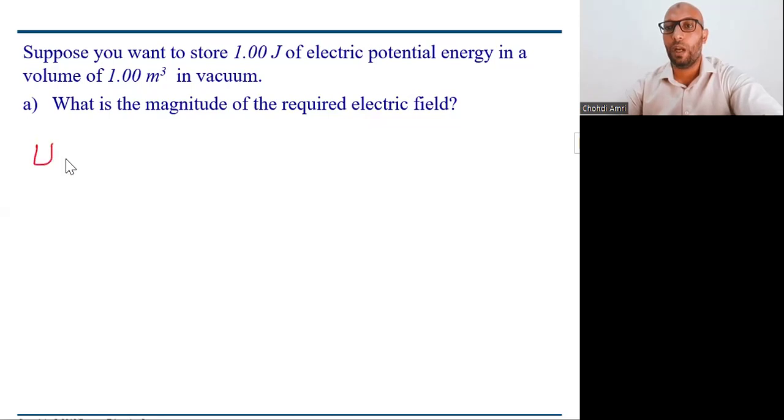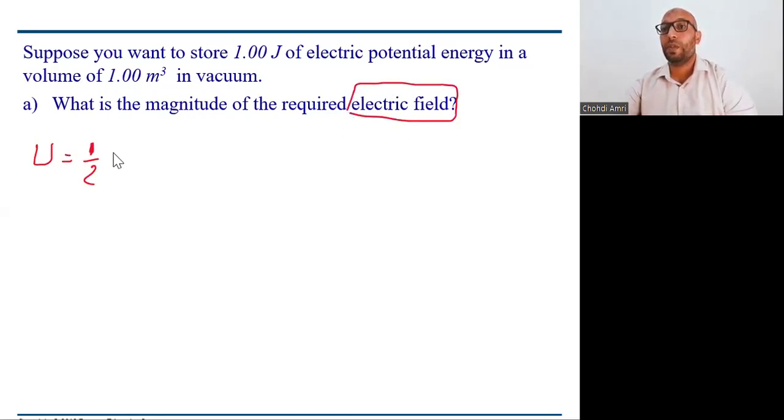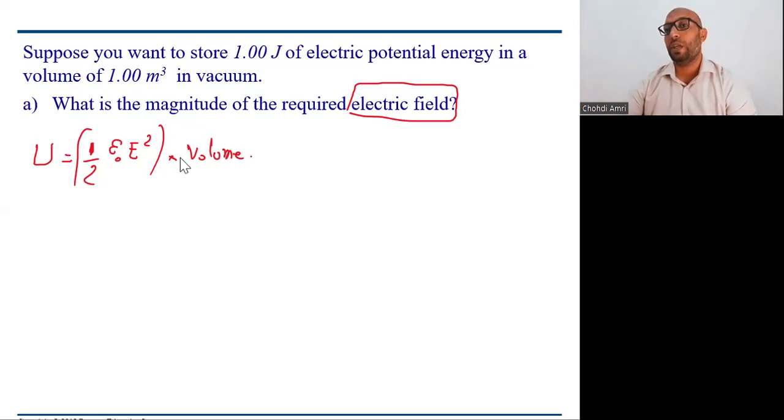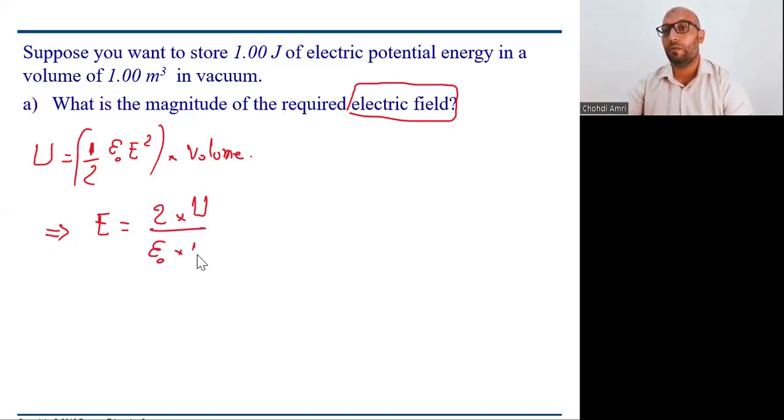As you know, the energy for the parallel plate capacitor is equal to half epsilon naught E squared, which is the density of the energy, multiplied by the volume. So that means our electric field E will be 2 multiplied by the energy divided by epsilon naught multiplied by the volume, and don't forget that it's under the square root.